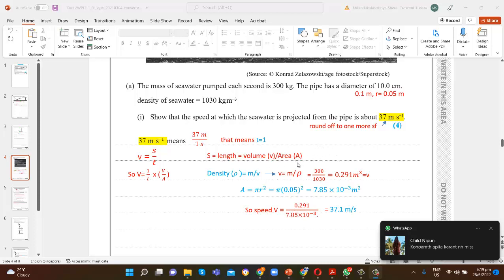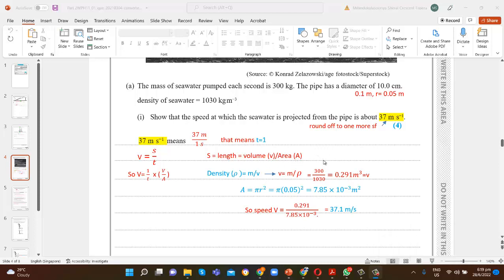Down area is meter and meter. So meter cube divided by meter squared will be meter. So this is another form of getting length. You have to remember, we know the volume, we know the area. So density is m over v. So we can put m over density is your volume. So you can find the volume.